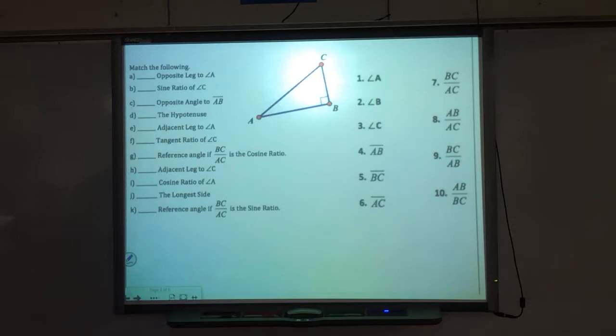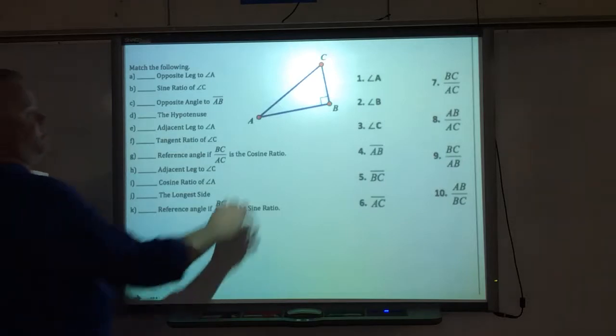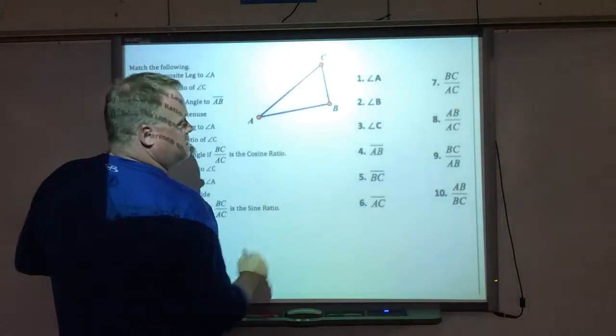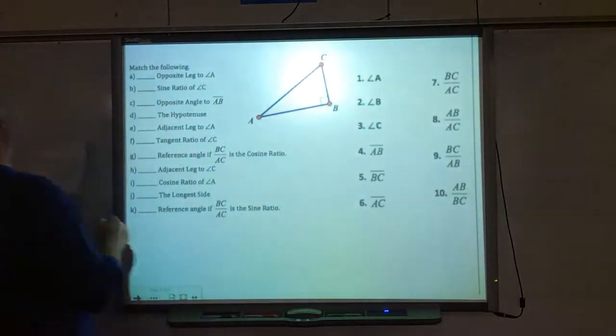Opposite leg to angle A. Opposite leg to angle A. Well, angle A is right here. Opposite leg to angle A is BC. Where is BC? That is 5.